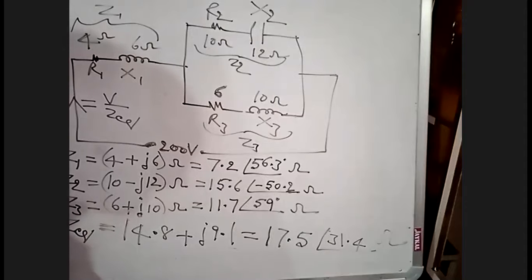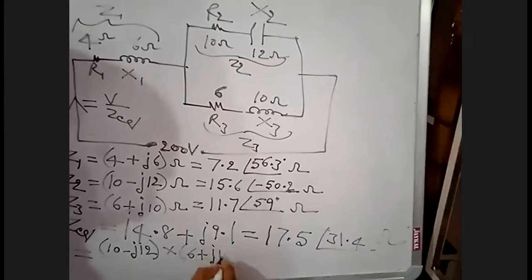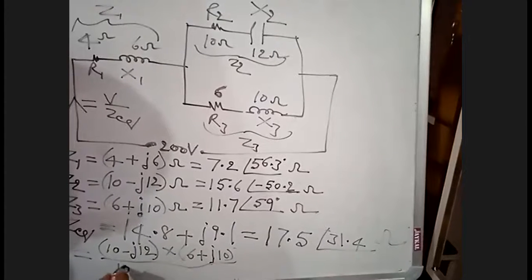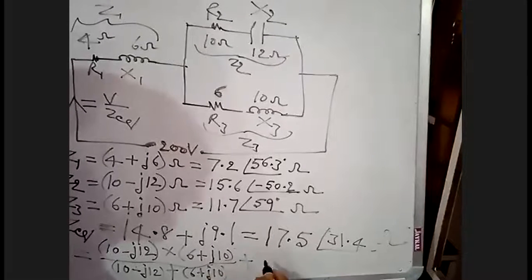Z equivalent is equal to Z2 Z3 divided by Z2 plus Z3, plus Z1. What is Z2? 10 minus J12, into Z3, which is 6 plus J10, divided by Z2 plus Z3, that is 10 minus J12 plus 6 plus J10, plus Z1, which is 4 plus J6.